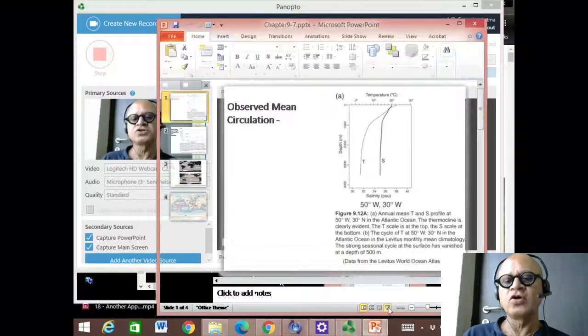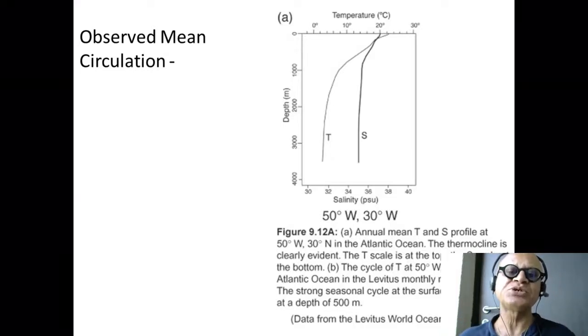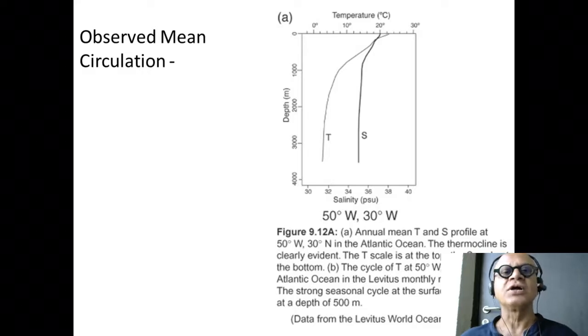Let's move closer to ocean circulation now. We have been just introducing different concepts and relations to, or parallels to, the atmosphere. Let's look at some of the observed circulation.